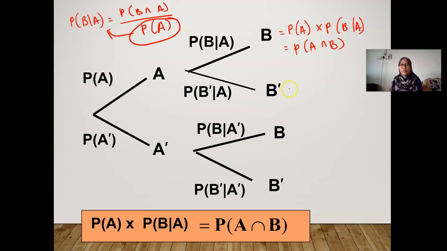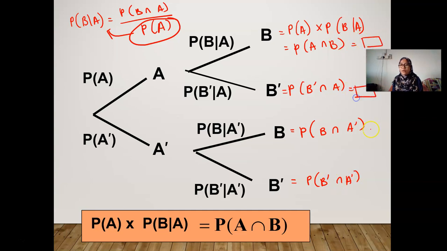And this one also the same. When you multiply, you will get the probability of B prime intersect A. And then this one will be the probability of B intersect A prime when you multiply these two. And then this one, when you multiply, P(B prime intersect A prime). When you add these 4 values in the boxes, you will end up with 1 because the total probability is equal to 1. Remember this, how we get this probability.